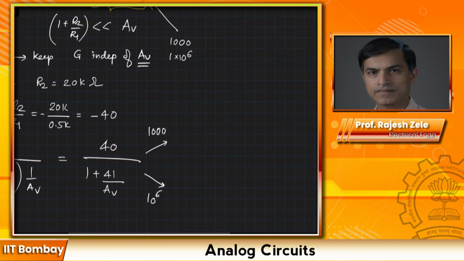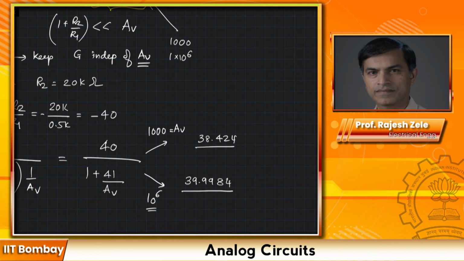So when Av is equal to 1000, as you can see, the gain would be 38.424. So pretty close to 40, not too far off. However, when we get gain of 10 to the power 6 or a million, the gain becomes 39.9984. So we are closely approaching the desired value of 40 as the gain Av keeps increasing.